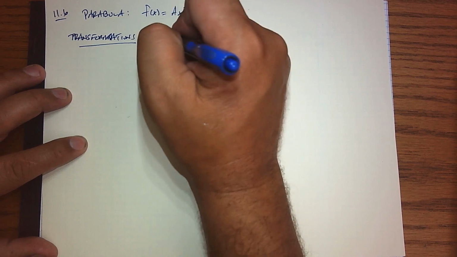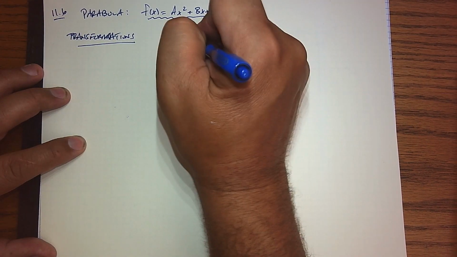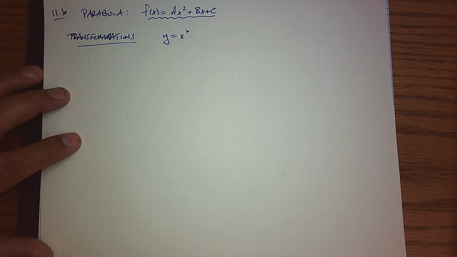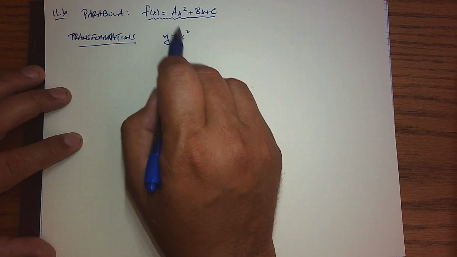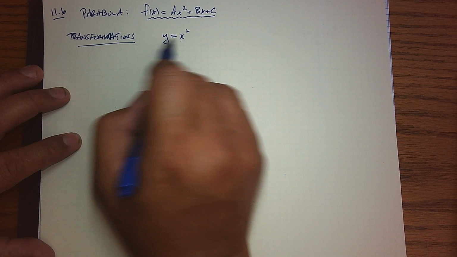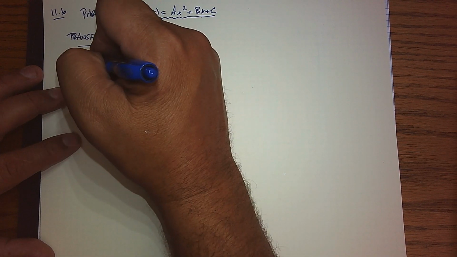And it turns out that all parabolas basically have their origin, their beginning, in a relatively simple graph of y equals x squared. It's kind of like the ancestor of all quadratics. Everybody has their beginning right here. And what we do is we transform this graph. So let's take a look at what this graph looks like.